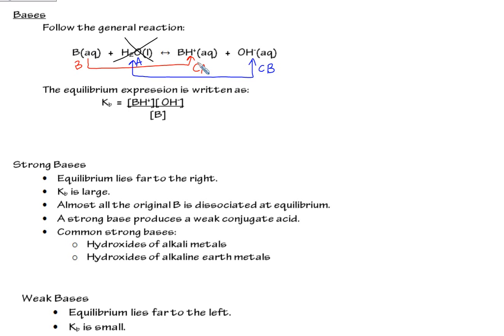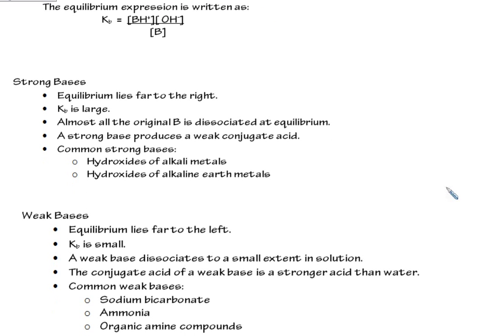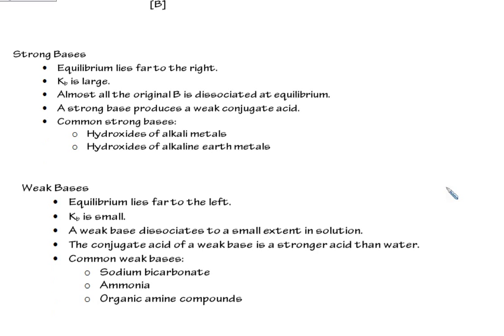If I have a small K value, something times 10 to the negative something power, that's when I'm starting to think this base is more weak. Where do I favor the forward? Maybe not a lot. Maybe only 1 out of 100 molecules actually goes forward to produce ions. So the Kb value is small. It's mostly neutral particles, not a lot of product ions, not a lot of hydroxide in particular.